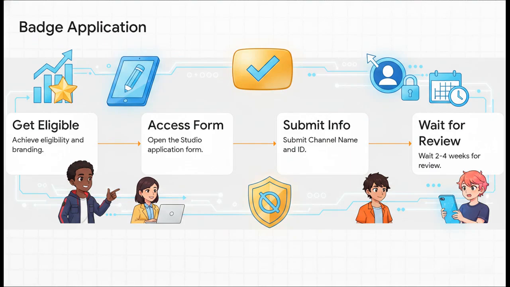Once you finally hit those metrics, you're going to follow this precise workflow to submit your application. You grab your channel ID from your advanced settings, submit the form, and then you wait. Usually about 2 to 4 weeks for the manual review.